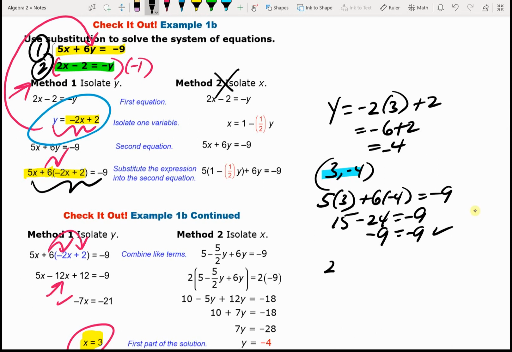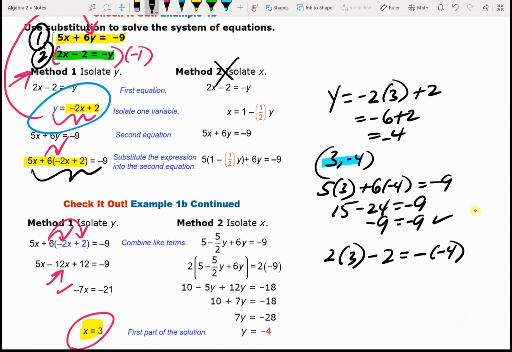So again, I have 2x minus 2y. So we had a negative 4. Y was negative 4, so we're going to take the opposite of negative 4. So let's see, 2 times 3 is 6 minus 2, and a negative times a negative is a positive. 6 minus 2 is 4 equals 4. It checks out.